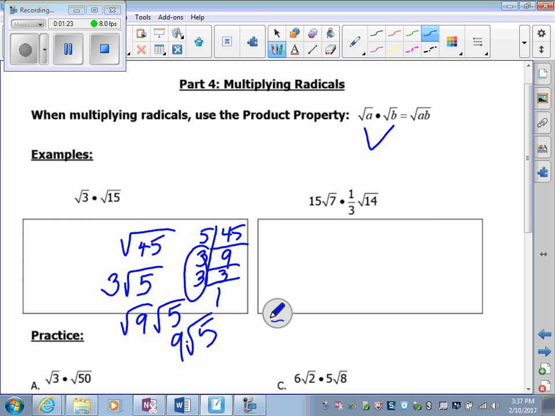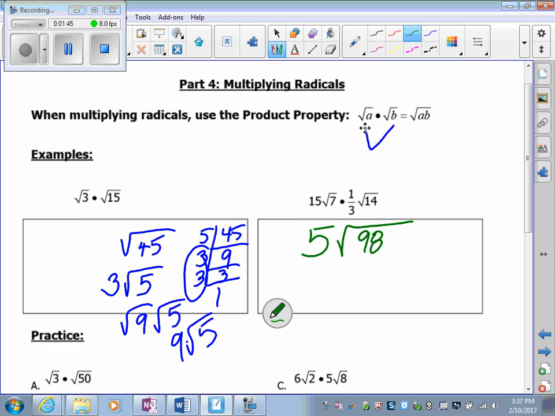If you look at our next example, though, there's numbers in front of the radical. And numbers like to stay together, and radicals like to stay together. So you would multiply 15 times 1/3, and you would get 5. Then you would multiply 7 times 14, and you get 98. The 5 stays out there.